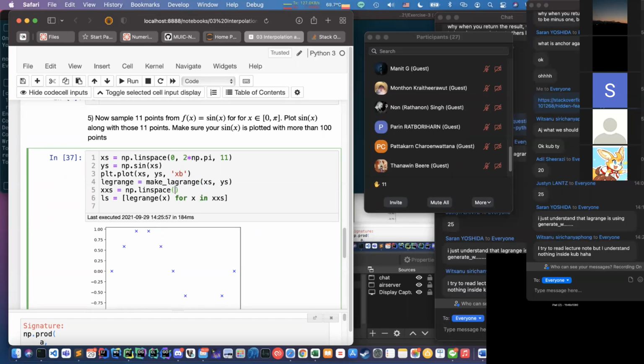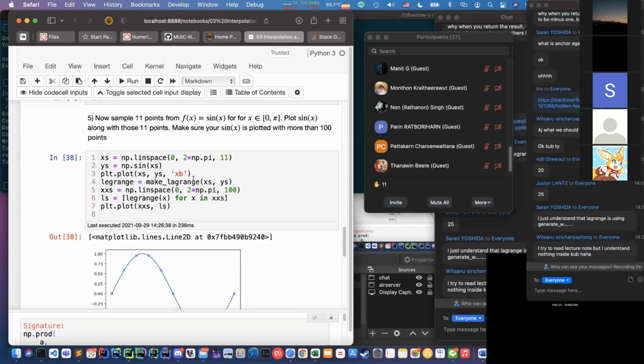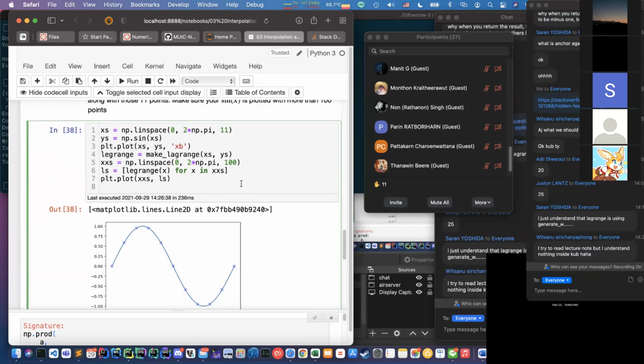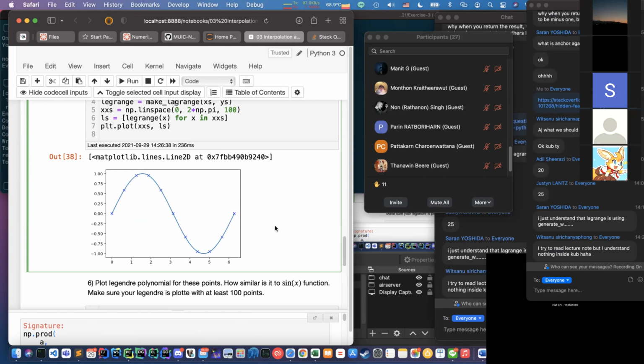Between 0 and 2 times pi and 100. So you see the lines. Plot. Okay. So I made the Lagrange polynomial, and we do this, and it looks like a sine function, right? It looks like a sine function, very, very good.